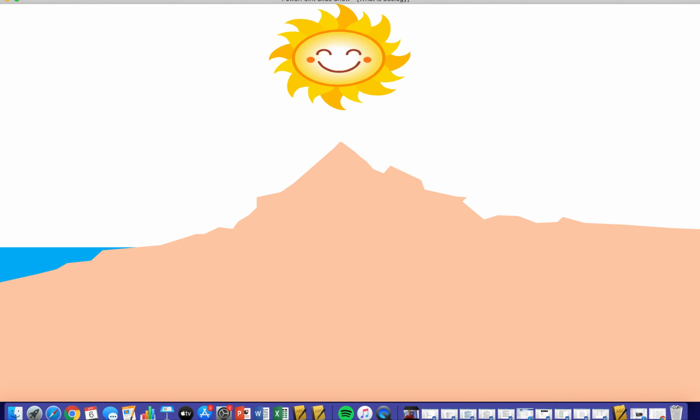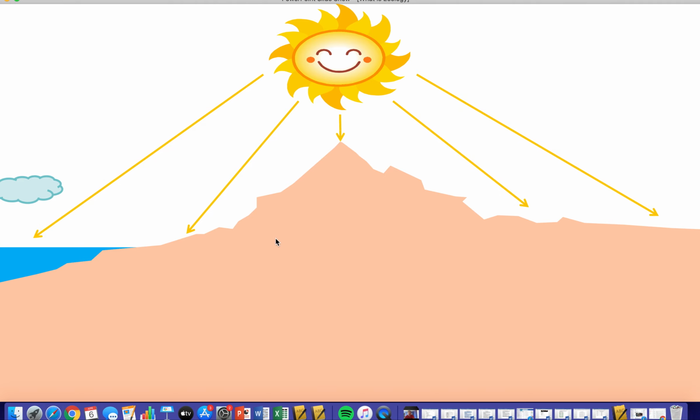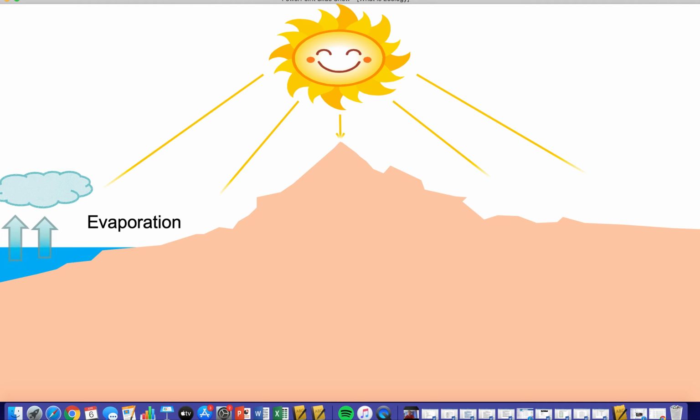So let's take, for example, this circumstance: we have a mountain range here, a body of water on one side, and a sun. The sun is going to give a lot of rays and warm up the atmosphere and the land around it. Obviously the body of water, what's it going to do? Well, it's going to heat up. When it heats up, it's going to give off evaporation. When that evaporation goes up, the clouds are going to get bigger.